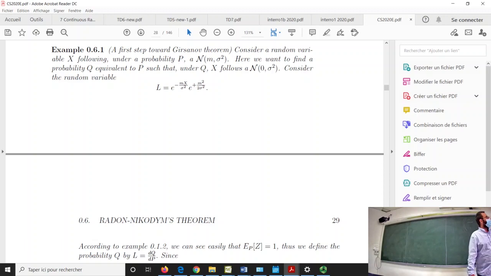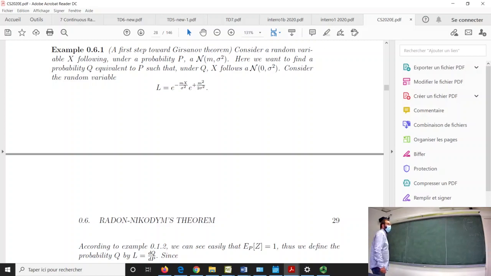What I do here, I start from a Gaussian distribution with mean m and variance sigma square, and I want to change the probability in order to make it N(0, sigma square). I want to remove the mean. Okay? I want to remove the mean. So it's exactly what we are going to see today.